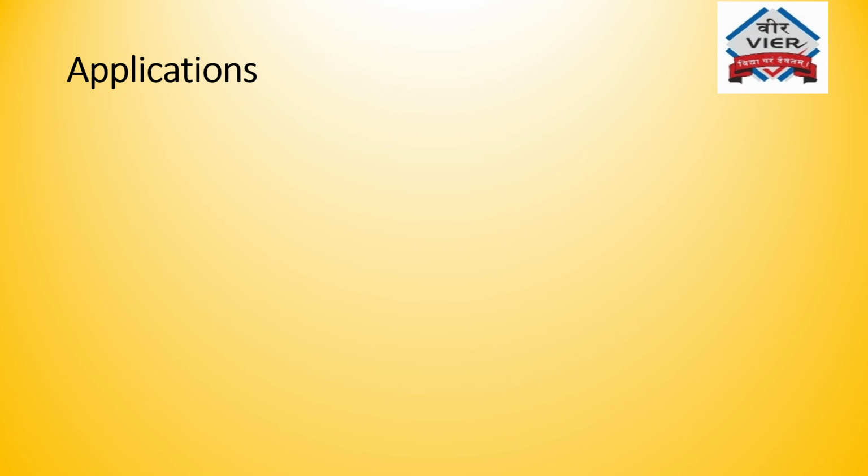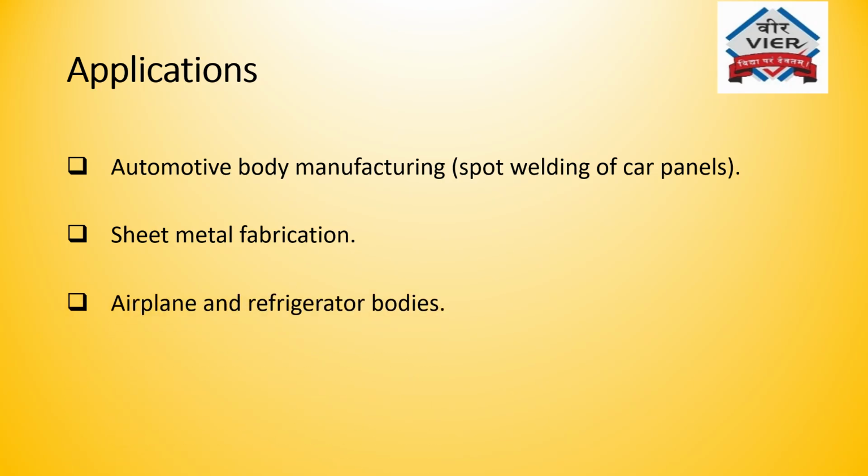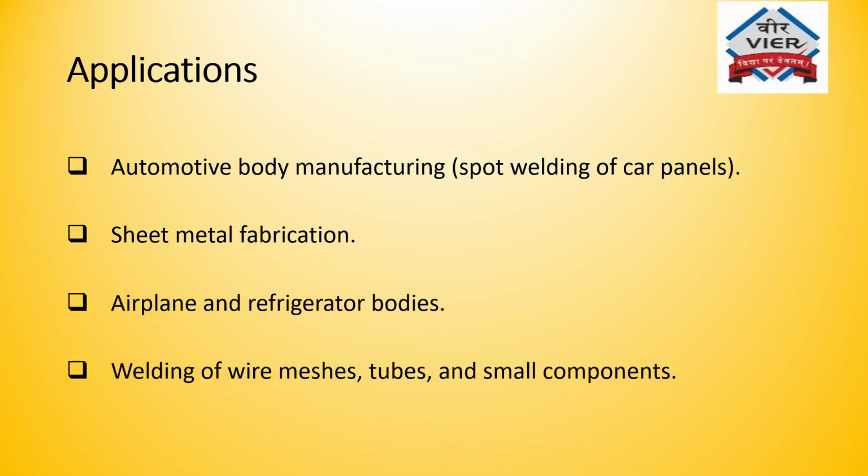Now let us see the different applications of resistance welding. The first one is automotive body manufacturing, spot welding of car panels. The second one is sheet metal fabrication. The third one is airplane and refrigerator bodies, and the welding of wire meshes, tubes and small components. So we can say that resistance welding has universal application in different fields. That is why resistance welding is very important in manufacturing technology.